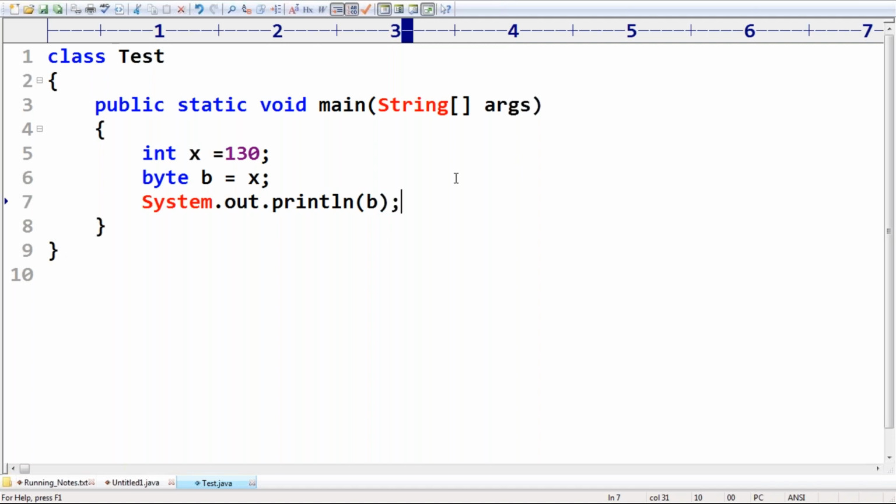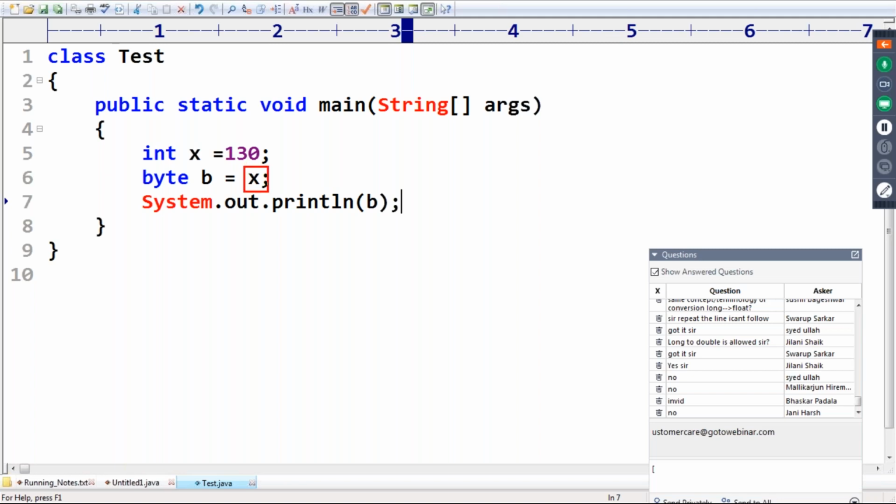Immediately the compiler will give left and right. What may be the reason? The array value is x, and x means a 4 byte value. But byte means only one byte. A 4 byte value, how can you place it inside 1 byte? Immediately we are going to get an error by default.